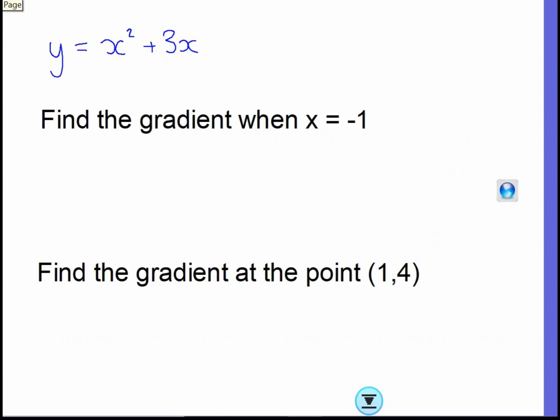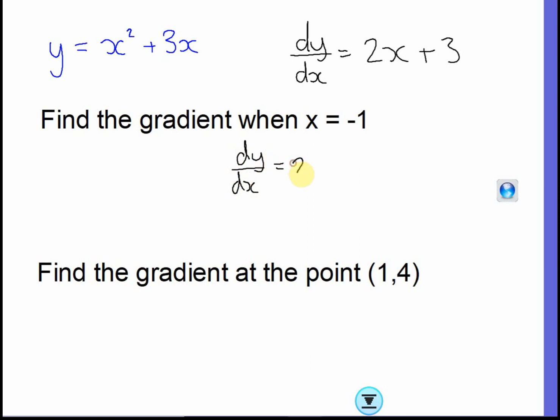So for this one, the question would be, let's find the gradient when x equals minus 1. To do that, the first thing you need to do is find the gradient function, and rather than writing the gradient function, we're differentiating y with respect to x, so we call it dy by dx. So times by the power, reduce the power by 1, and just remember when it's a linear term, we just keep the coefficient. So when x equals minus 1, dy by dx, the gradient, is equal to 2 lots of minus 1 plus 3, well, that's minus 2 plus 3, and that is 1.